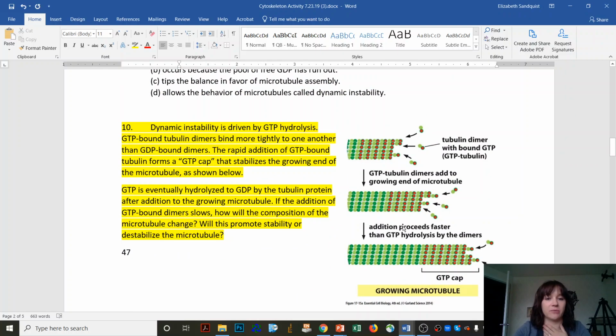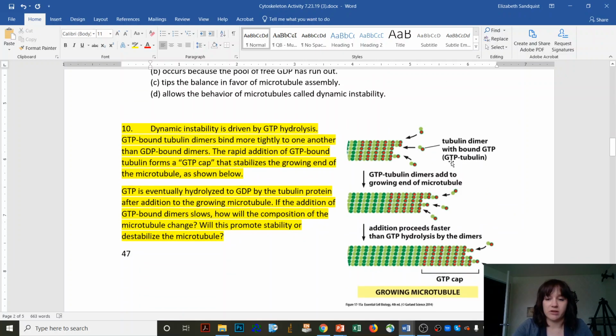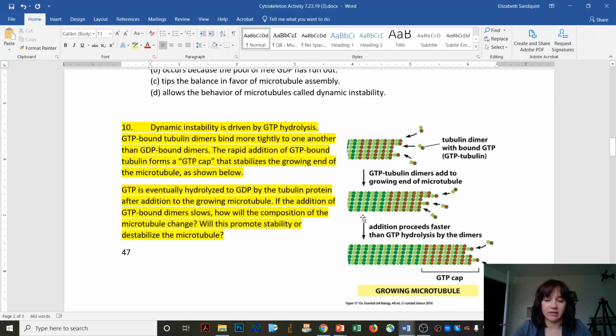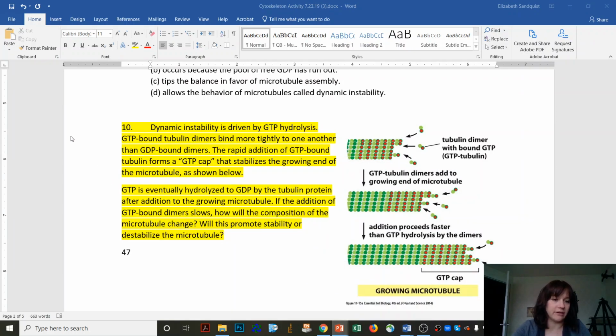The next question that I want to talk about is, I guess we can go over number 9 if you like. Some people requested that one. The hydrolysis of GTP to GDP carried out by tubulin molecules does what? All right, and so we've got these different options here. To answer this question and number 10, we're going to look closer at this figure. There's more to this figure if you look in your book. Let's see, slide 47.